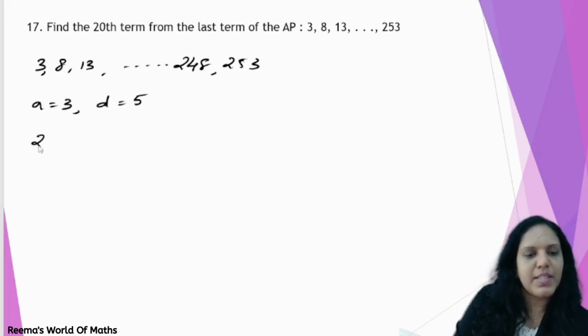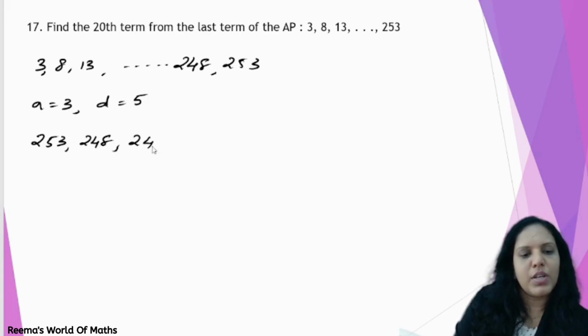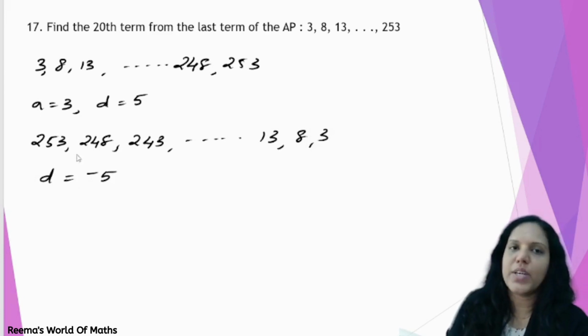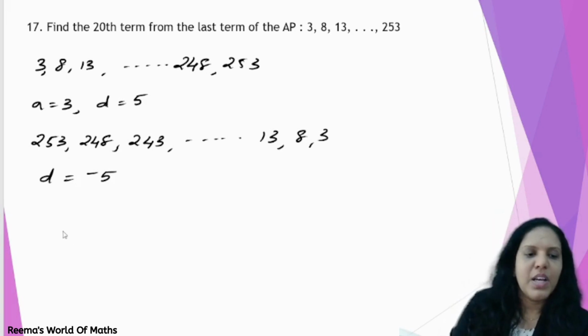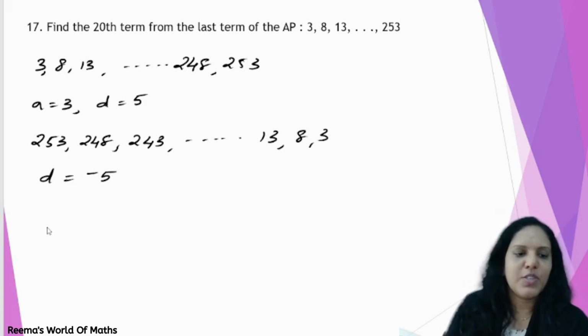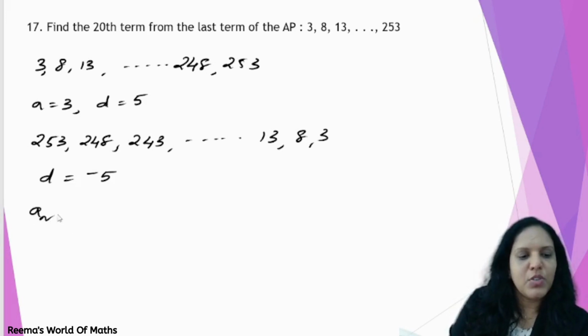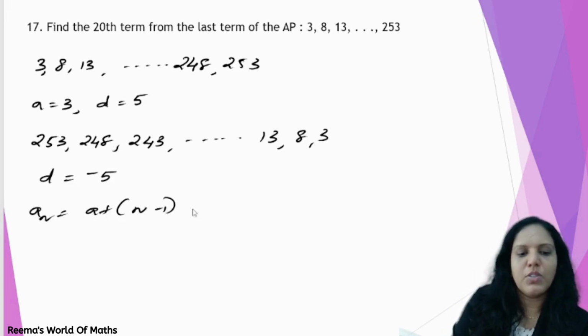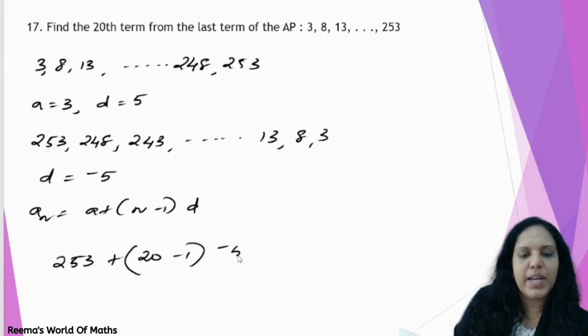So we can write this AP as 253, 248, then it will be 243 going on, and that will be 13, 8 and 3. And here the difference will be minus 5. d is equal to minus 5. How? That is 248 minus 253. Now let's find the 20th term of this AP. So which we know is a plus n minus 1 into d, where a equals to 253. We are asked to find the 20th term. So n equals to 20, so 20 minus 1 and common difference here is minus 5.